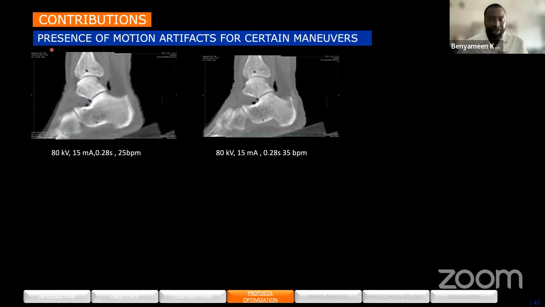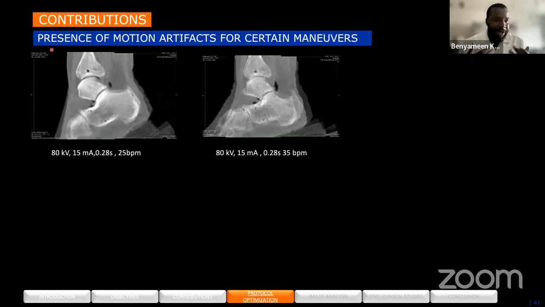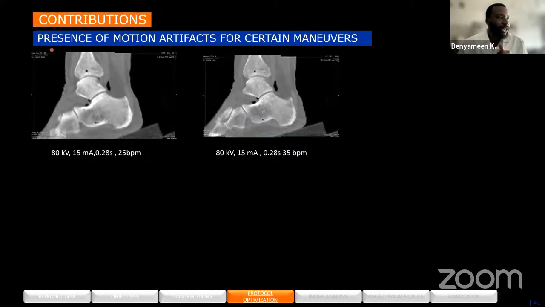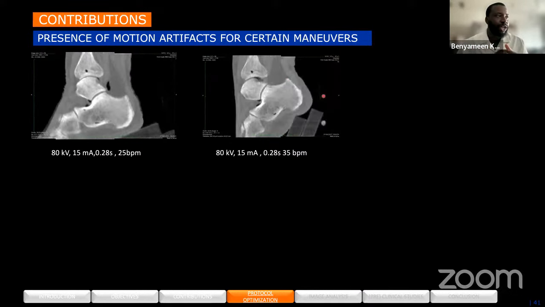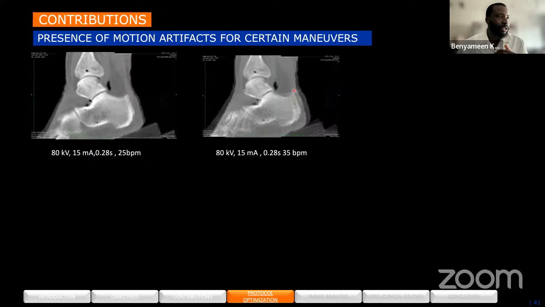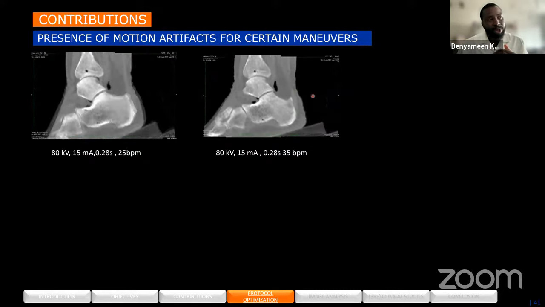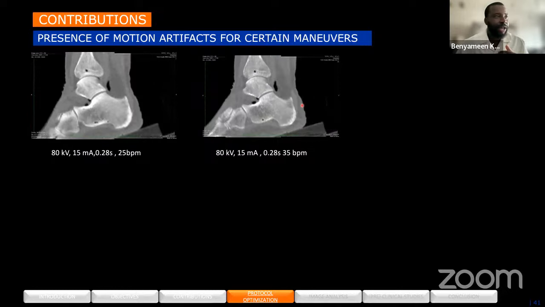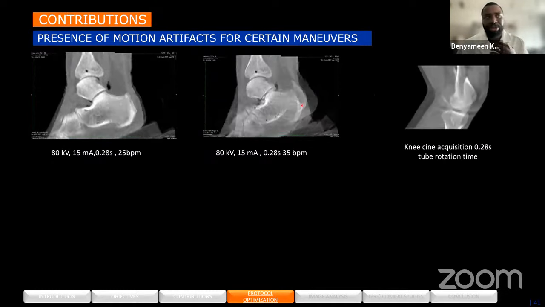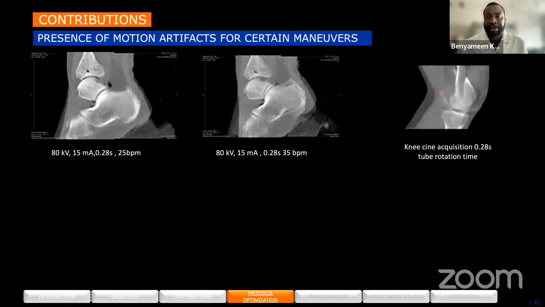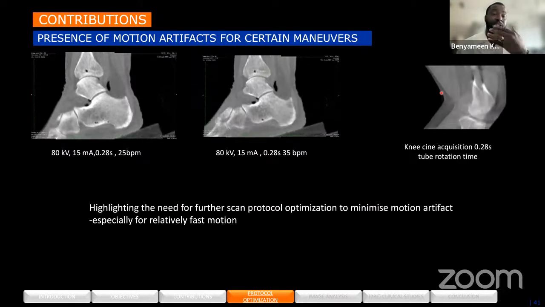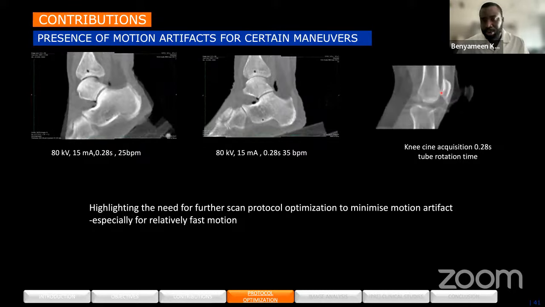One thing that also became very obvious throughout these experiments was that even if you're using the scanner's most advanced settings, if the subject is moving a bit too fast, you still have these motion artifacts. You'll see it in this particular image where the quality is not so great. And it became more apparent when we tried to do experiments on the knee, where the image quality was really bad. So it highlighted the fact that we still needed to further improve the scan protocol.